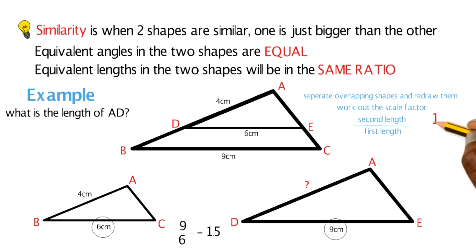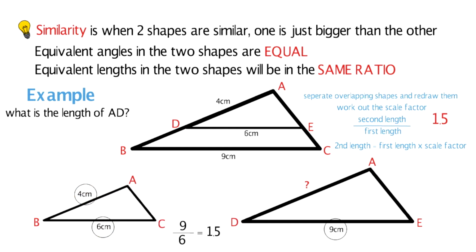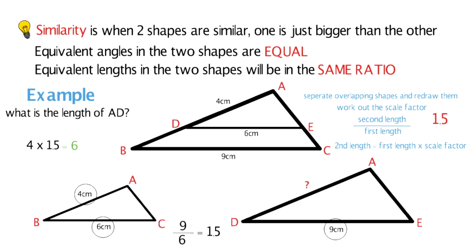and this is going to give us a scale factor of 1.5. So now we know what our scale factor is, which means that any length on the little shape times 1.5 gives you the length on the big shape. So in order to work out what AD is, we're going to do 4, because that's its equivalent length, times 1.5, which gives you 6. So AD would be 6 centimeters, and that's it.